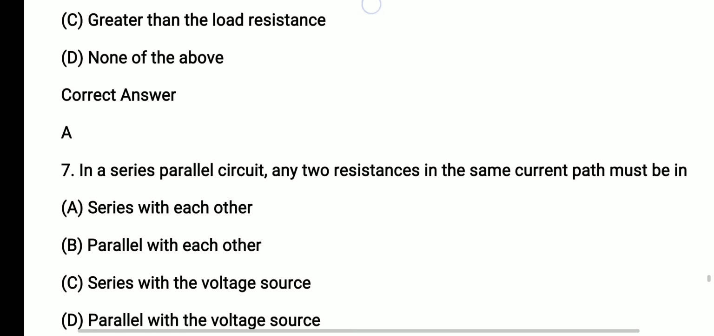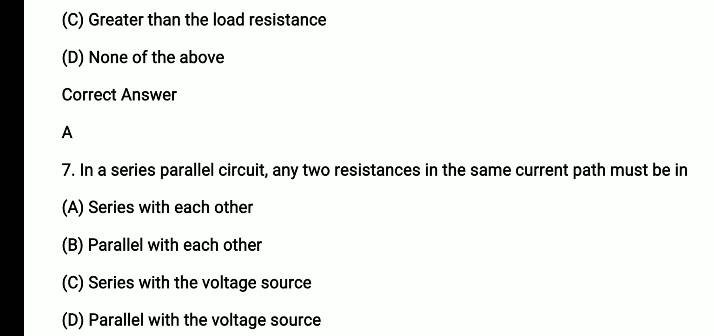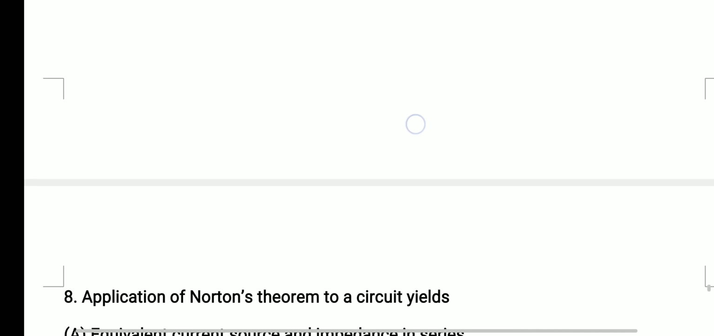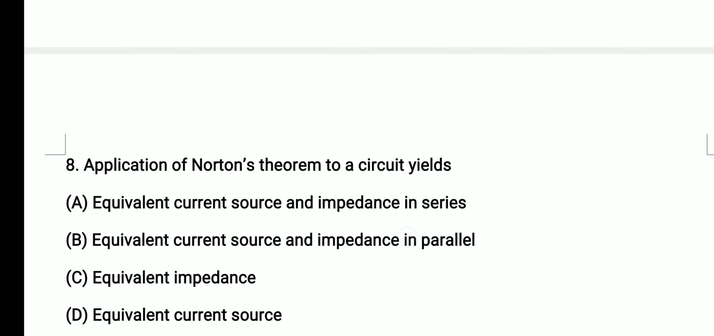So the next question: in a series parallel circuit, any two resistances in the same current path must be. If the two resistances have the same current path, it is considered to be series, not in parallel. So option A is the right one. And the next one: application of Norton's theorem to a circuit yields. Norton's theorem looks like an equivalent current source in parallel with an impedance. Don't go to another option, because option B is correct. Current source in parallel with impedance is the right one.